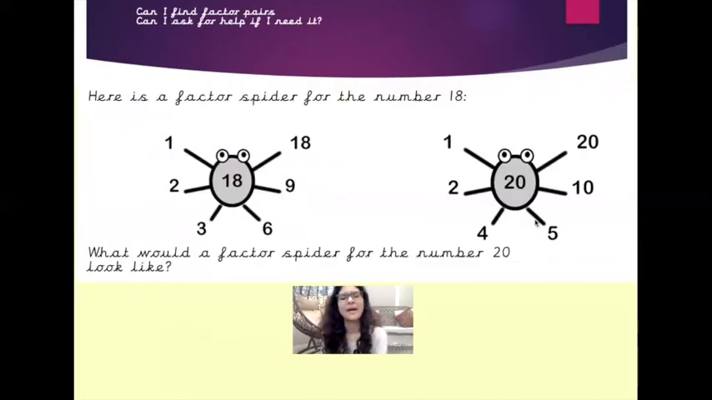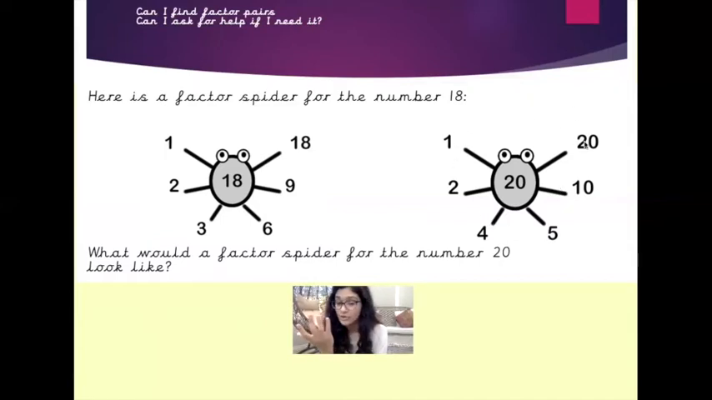Here is a factor spider for the number 18. So you have here all the different numbers that go into 18. So what would a factor spider for the number 20 look like? We have it on the right-hand side here. All of these numbers go into the number 20.